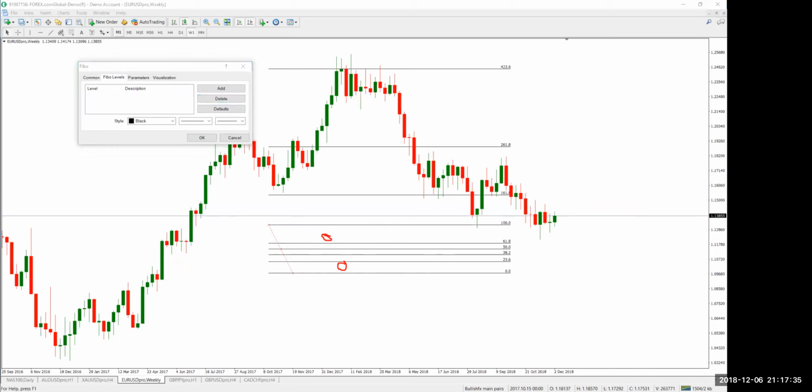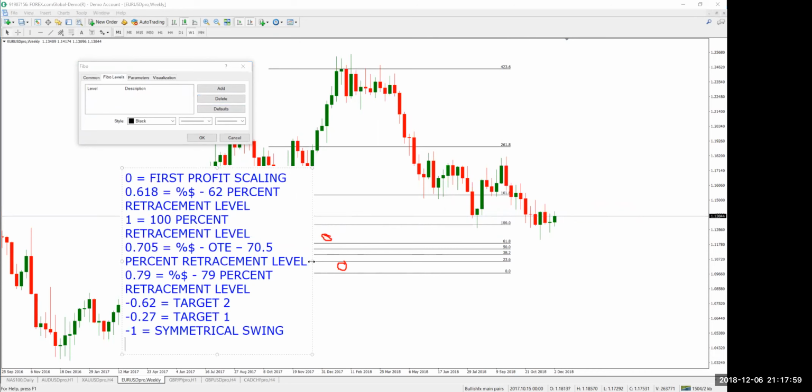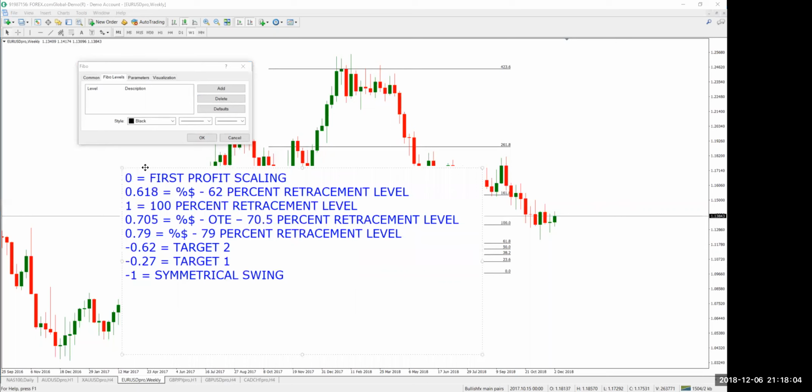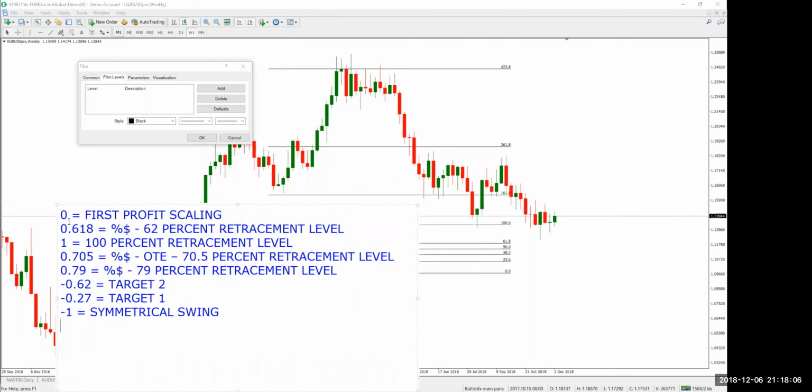Let me see if I can text. I'm just gonna put them here for now. So we are going to be adding like 8 levels. Right. You can all see those levels, right? We've got the 0%.